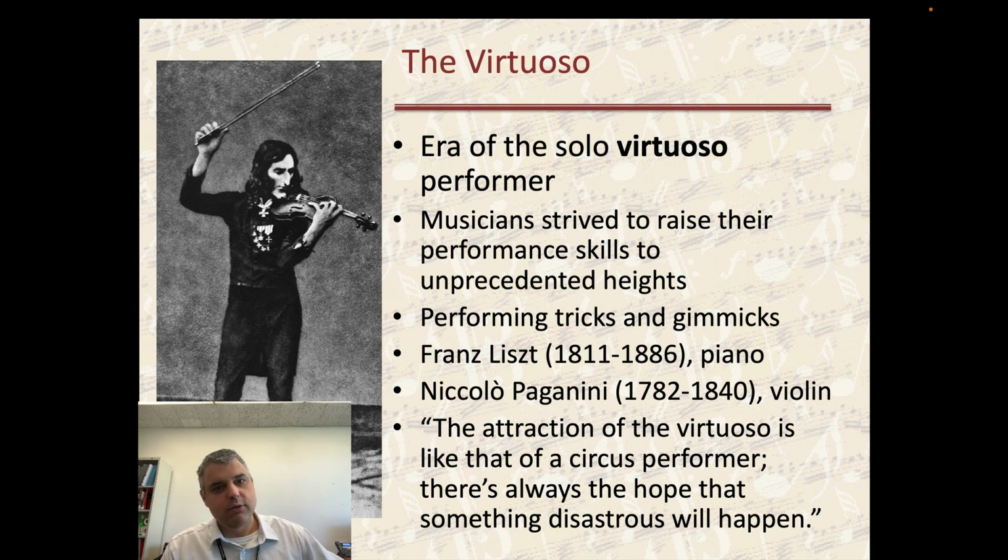People would try and steal their clothes, and it would be kind of like what people do with rock stars today. If you guys ever think about Beatlemania, when the Beatles came in the '60s to the U.S. and everyone was crazy about them, this is kind of like the first example of that. So the attraction of the virtuoso is kind of that of a circus performer. There's always hope that something disastrous would happen.